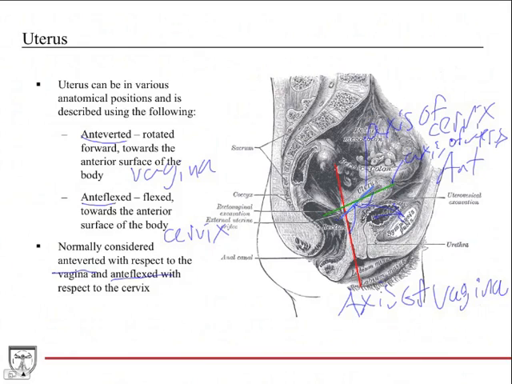Now, you can have the uterus where it's retroverted, which means that it's rotated back, rotated posteriorly in relation to the vagina. That can be the normal position in some women. You can also have pathological processes that create that position as well. And then you can have retroflexed, where the uterus is flexed posteriorly in relation to the axis of the cervix, versus here where it's anteflexed, flexed anteriorly.